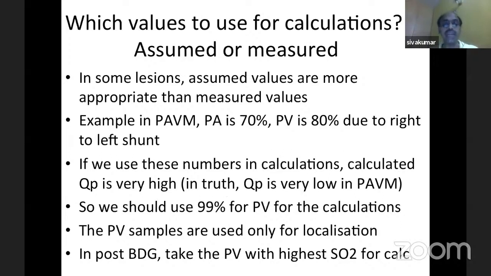So what does this mean? We are taking the assumed value to be correct rather than the true measured value. This applies to post bidirectional Glenn. If you are doing a post Glenn cath, some of the pulmonary veins will have low saturation due to PAV malformations, and you need to take the PV with the highest saturation for the calculation. If you take the lower saturations, your QP will falsely be high.